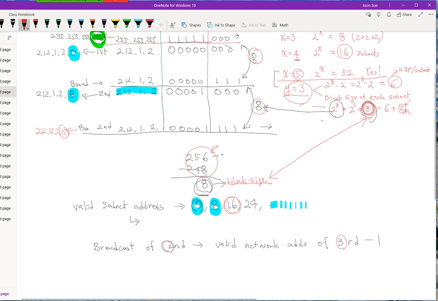So when I ask you to find the broadcast address of, let's say, the third subnet, the first thing you should do is find the valid network address of the fourth subnet, and so on, and then simply minus 1. So any question? Okay, I'm done with the class C subnetting. Thank you.